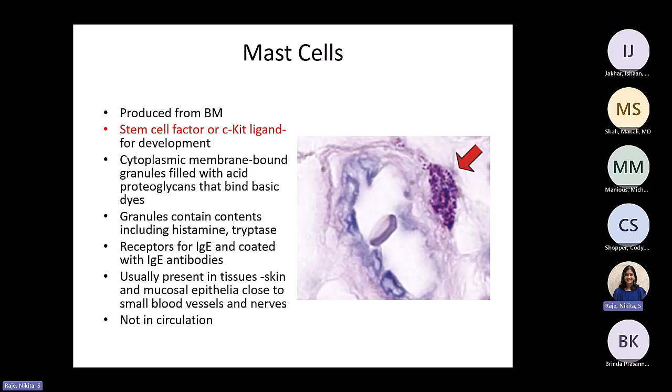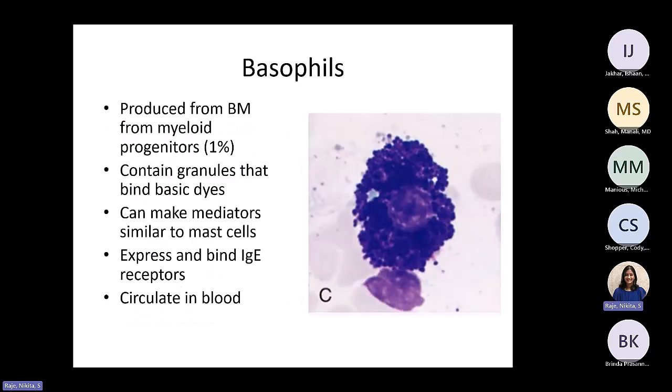That's where they reside. Compared to the mast cells, the basophils are very similar cells, right? These are produced in the bone marrow. They also contain granules that bind basic dyes, so that gives them the stain compared to neutrophils or eosinophils. And they also have mediators similar to mast cells, but mast cells are more prominent in the tissues and basophils are more in the circulation. They also express those IgE antibodies on their surface. When bound, they can degranulate.